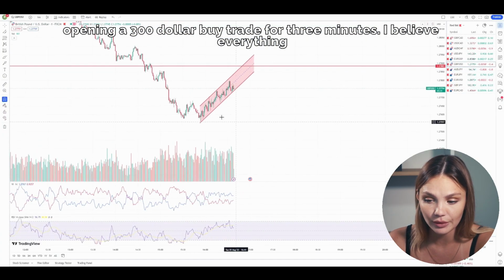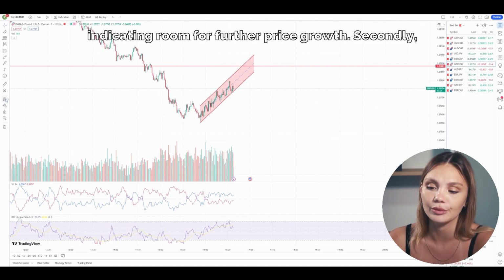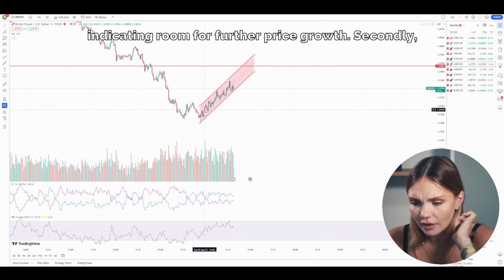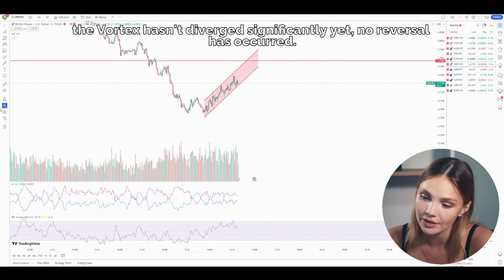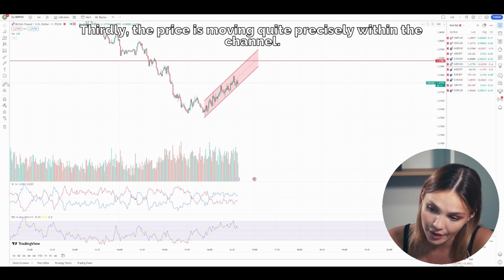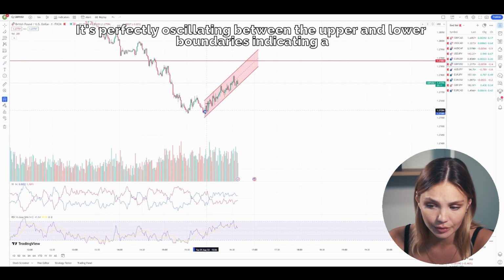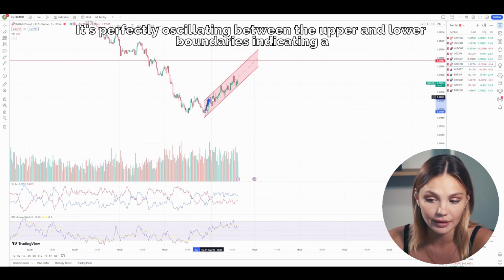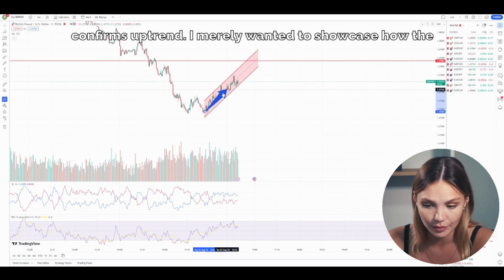I believe everything will work out here because firstly, RSI isn't in overbought territory, indicating room for further price growth. Secondly, the Vortex hasn't diverged significantly yet, no reversal has occurred. Thirdly, the price is moving quite precisely within the channel. It's perfectly oscillating between the upper and lower boundaries, indicating a consistent upward movement. Even the substantial arrow confirms uptrend.